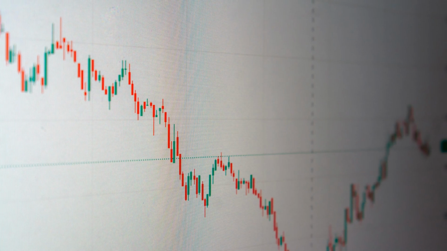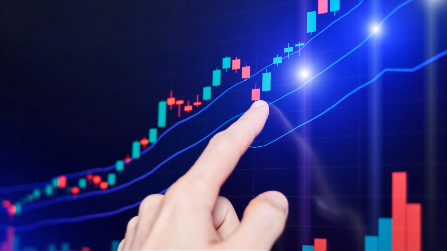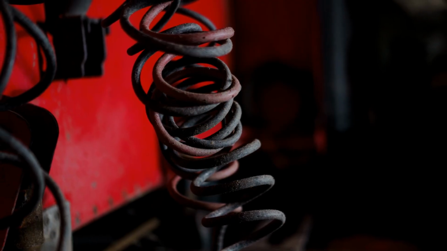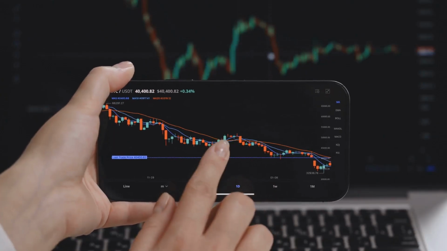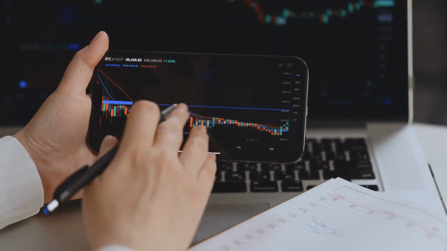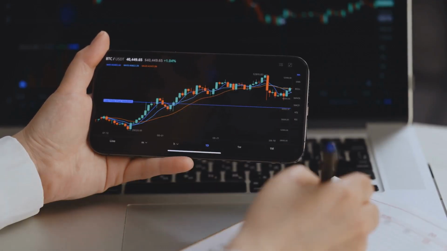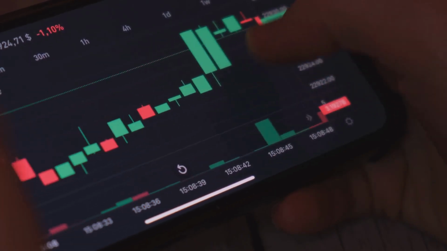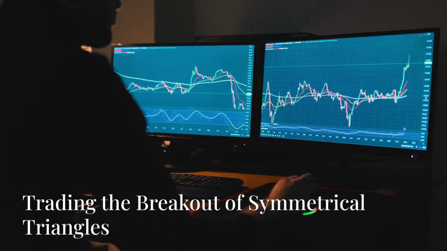Indecision can't last forever. Eventually, something's gotta give. It's like a coiled spring ready to release. That's the beauty of technical analysis. We're reading market signals and understanding probabilities. Symmetrical triangles often lead to significant price moves.